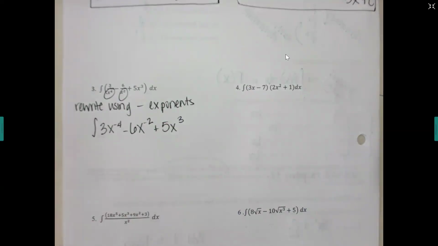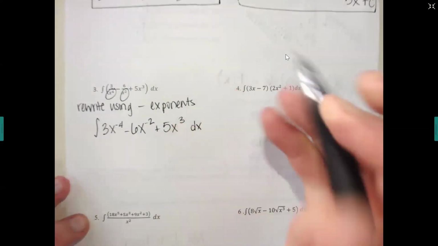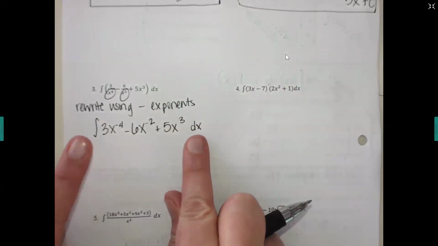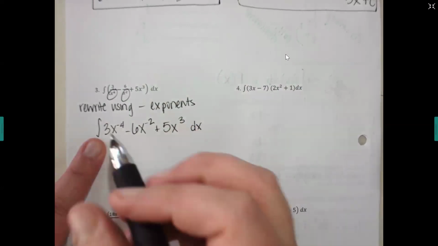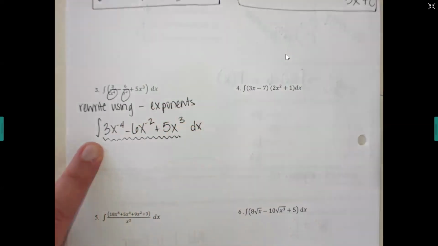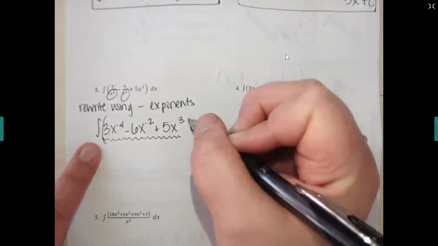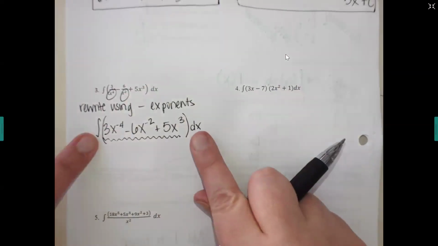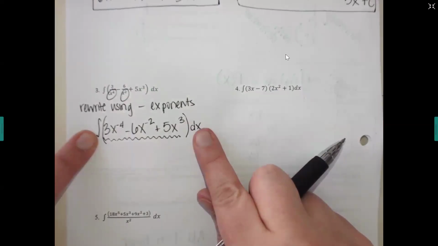Okay, from here, what happens? Don't forget your little dx at the end. Okay, this basically means the integral with respect to x. So you're only actually taking the antiderivative of this middle part. Most of your questions on your homework will have a big parentheses. Think of this kind of like a sandwich. Integral with respect to x.